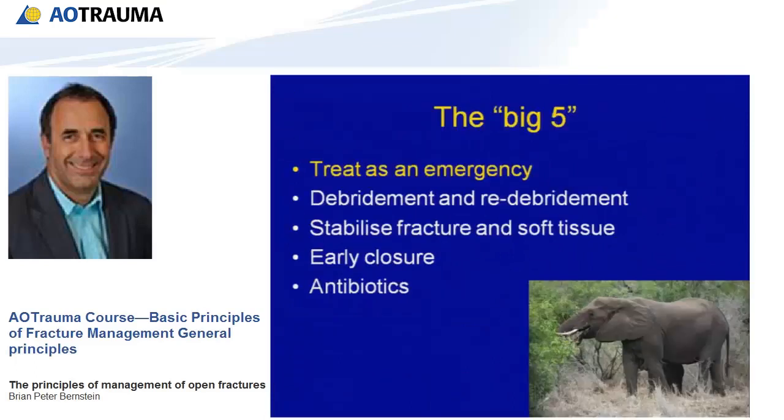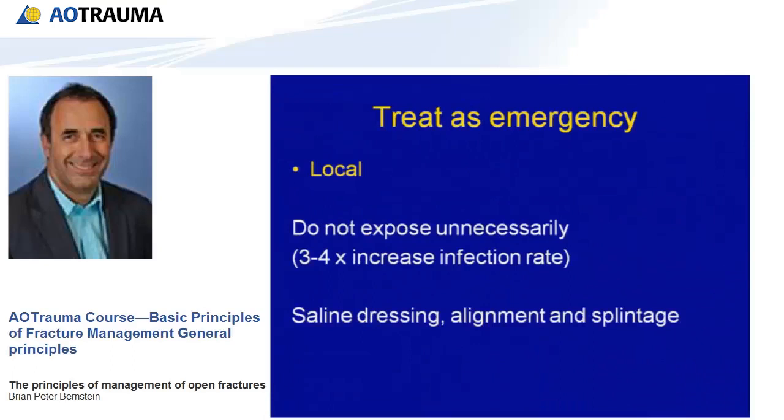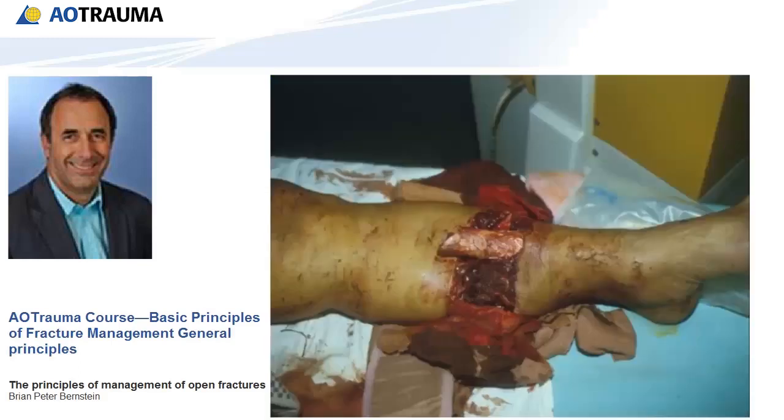You've already been through the fact that you need to do your ATLS primary and secondary surveys, make sure your patient has a tetanus injection, and look at the status of the chest, the head, the cardiovascular system, and the general care. That's your general management. Then locally, do not expose the wounds unnecessarily in the operating room. There is an increased sepsis risk every time somebody goes and peeks to see what you have to deal with. Once you've seen the wound, if you're the treating surgeon, put on a simple saline dressing, align the limb, splint it, and get ready for surgery. You do not want to see this lying around waiting for x-rays in your emergency room because it is going to increase risk of sepsis. And finally, distally, look at your neurovascular status.